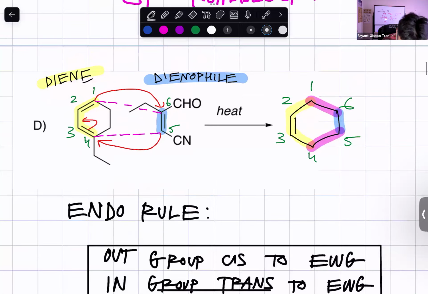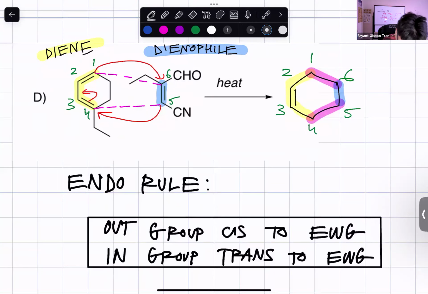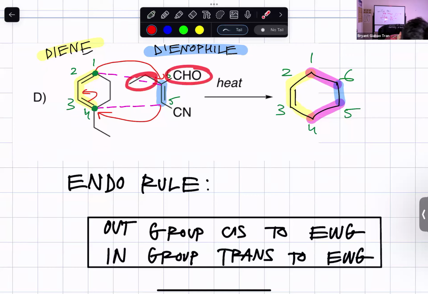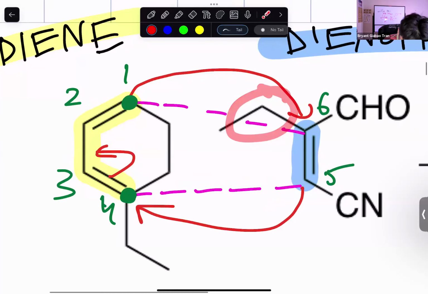So an out or in group will only be on carbons 1 and 4, the way I numbered it here, right? Only those atoms. If you see any groups on any other atoms, don't call those out or in groups, right? If there's a group here, don't say that's an out or in group. The out or in groups will only be on carbons 1 and 4, the ends of the diene, like this right here, right?